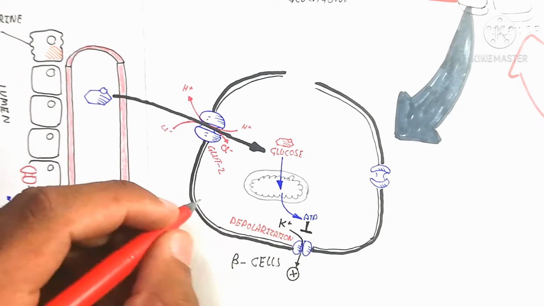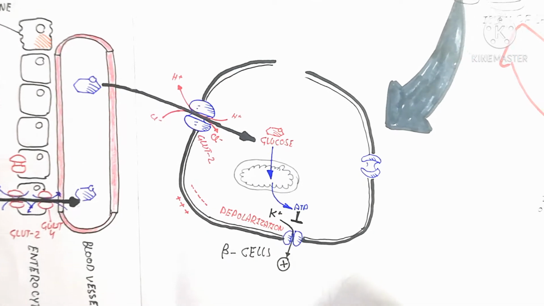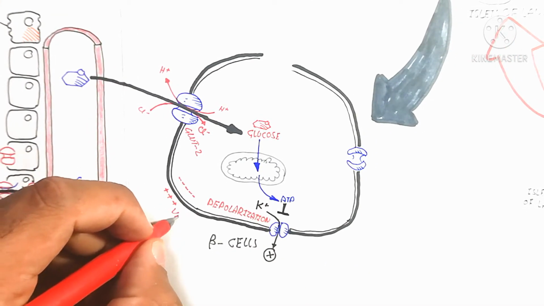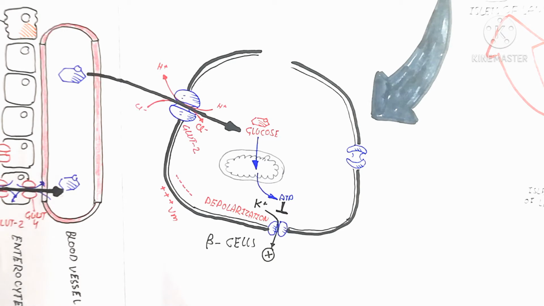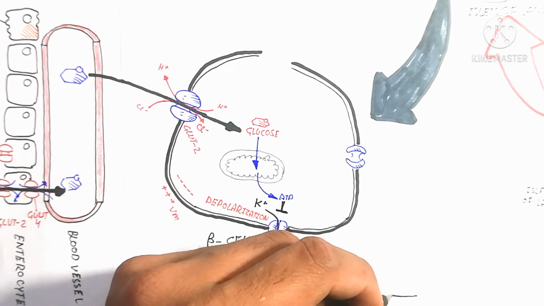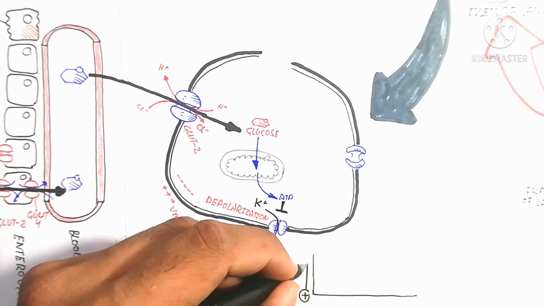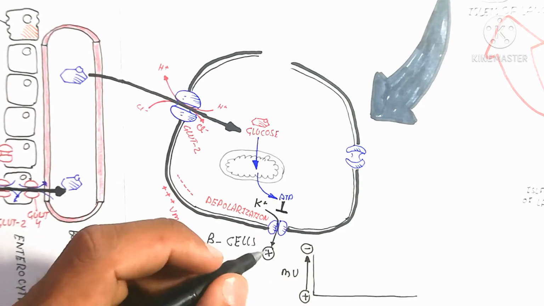So what will happen? With the inhibition of efflux of the potassium, the charge will be negative inside as compared to the outside. Outside will be positive in millivolts. So depolarization will occur.